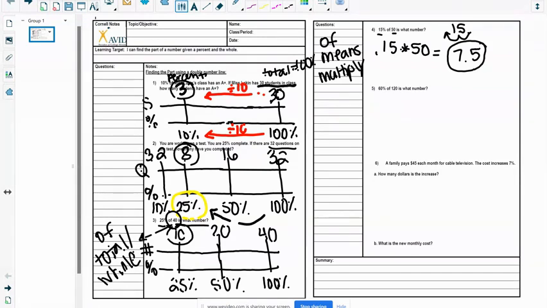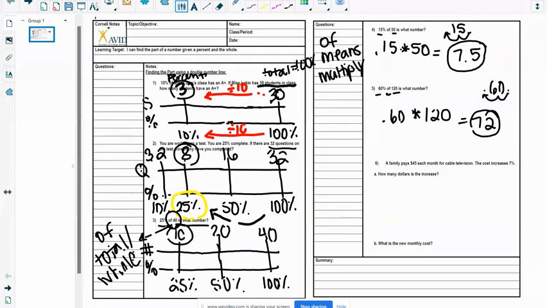Okay. Same thing here. 60% of 120. So we've got to make 60% a decimal. Moving the decimal over so that it's 0.60 times 120. That word of, when it's a number of another number, we multiply. So 0.60 times 120 would give us an answer of 72.